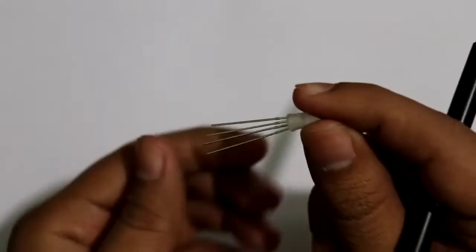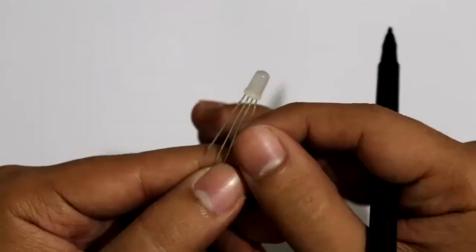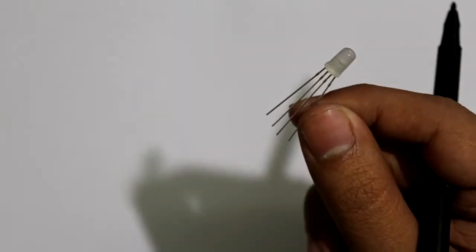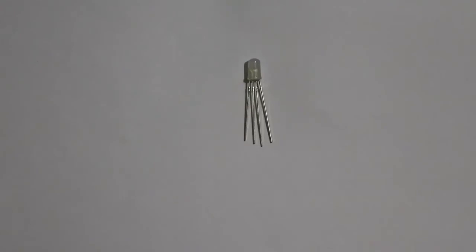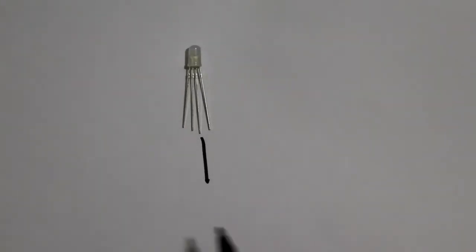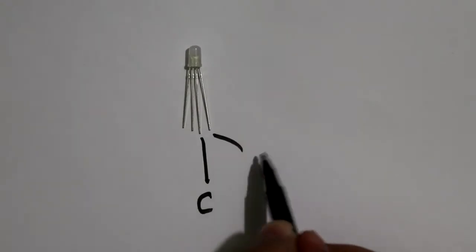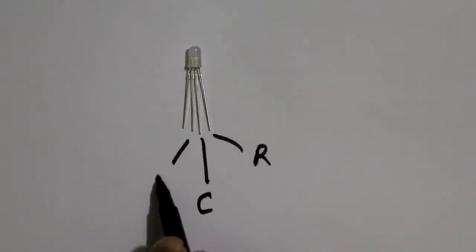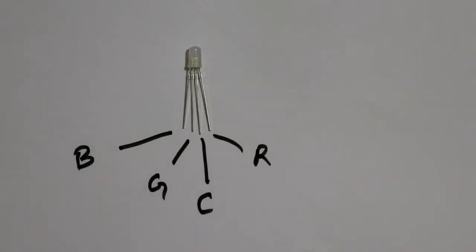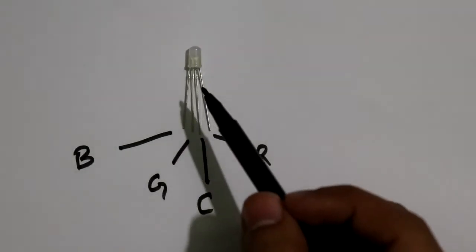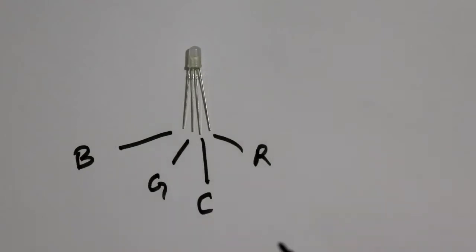Now see this LED, it has 4 pins and this one is a common cathode LED. And in this video we will discuss only this. Okay, now see the pin diagram of it. The longest one is the cathode, this pin is for red, this one is for green and the last one for blue. This LED is a combination of 3 LEDs: a red LED, a green LED and a blue LED.